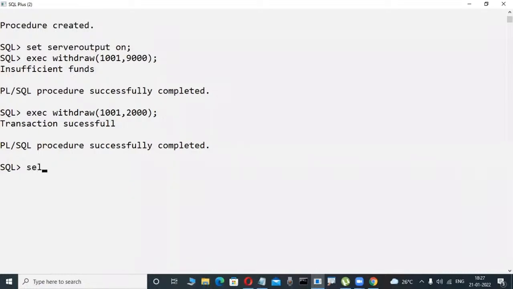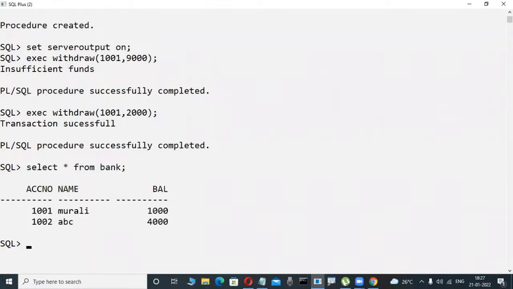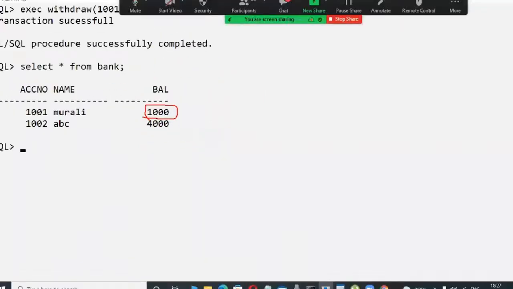And now check it out, is it really correct? In my bank table, I try to observe it. Yes, the bank table is there. Now check it out. In the previous case, 3,000 is there. 3,000 minus 2,000 rupees, for example, I try to withdraw. Then automatically the remaining balance is 1,000 rupees. Yes, how is it possible?